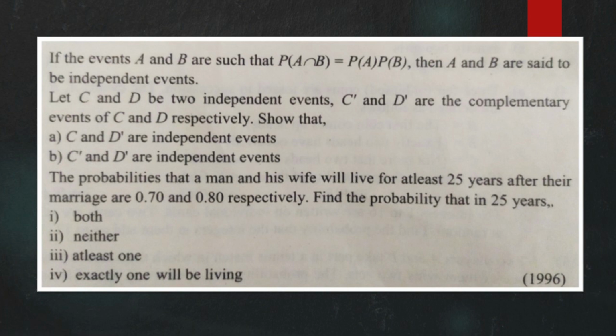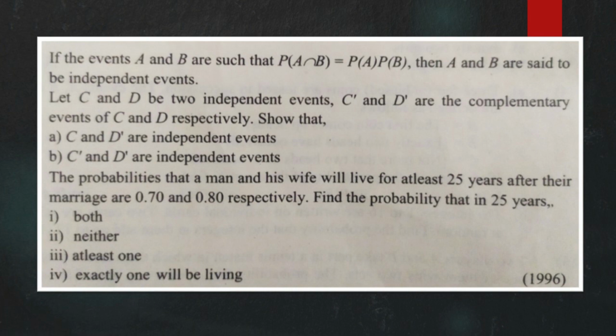Let's move to application one. The probability that a man and his wife will live for at least 25 years after the marriage are 0.7 and 0.8 respectively. Find the probability that in 25 years both, neither, at least one, exactly one will be living. First of all you have to understand what is given: the probabilities that the man and his wife live 25 years after their marriage.